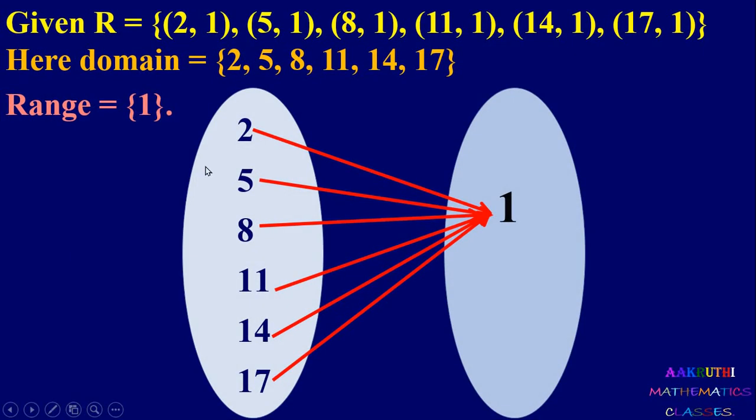Next, let us see the diagrammatic representation of this problem. Here 2 is related to 1, 5 related to 1, 8 related to 1, 11 related to 1, 14 related to 1 and 17 related to 1. All the elements have only one relation. Therefore this relation is a function and the domain is the set of first elements: 2, 5, 8, 11, 14, 17. The range is the set of images, and here 1 is the only image. Therefore the range is the set containing 1.